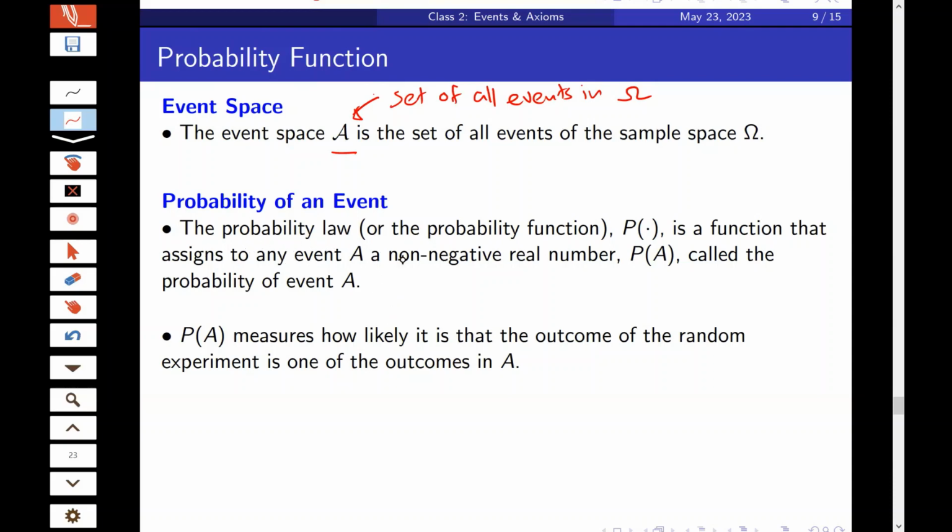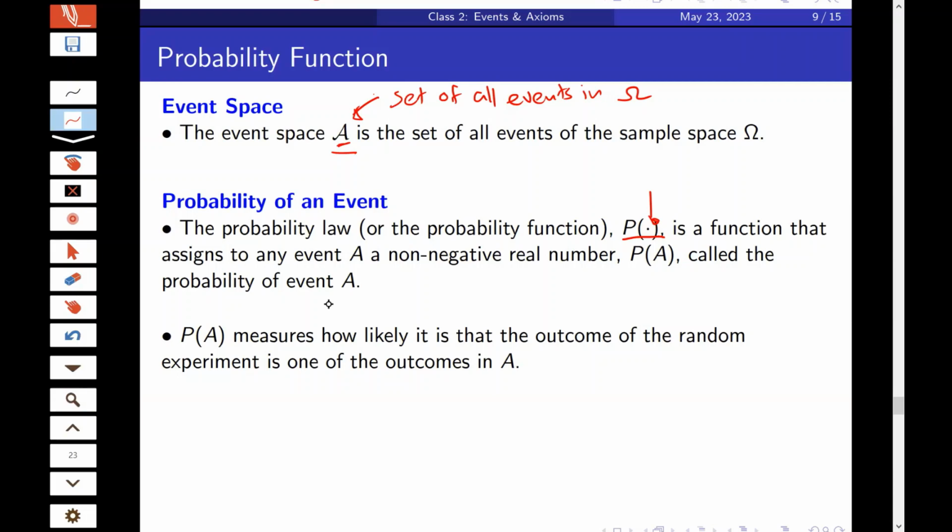The probability function is denoted by P of A. So this is a function, like f of something. Okay, so you have learned f of x. But when it comes to probability functions, we denote it by P of some value. This dot can be any event from this set. It's a function that's assigning any event in A a nonnegative real number.